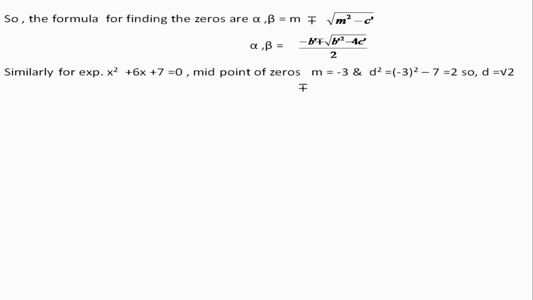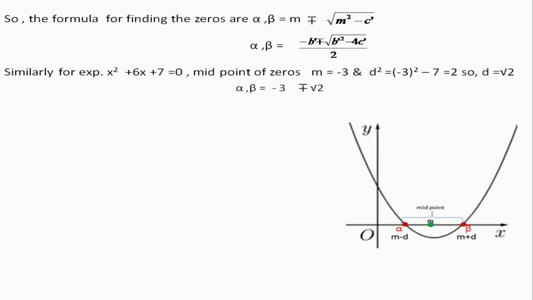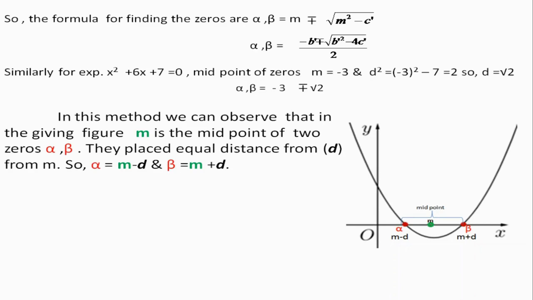Similarly, for solving x square plus 6x plus 7 equal to 0, we get m equal to minus 3 and d square is equal to 2. So the value of d is root 2. So we get alpha, beta as minus 3 minus plus root 2, as you can see here. In this method, m is the midpoint of the two zeros alpha and beta. So alpha is obviously m minus d and beta is m plus d.